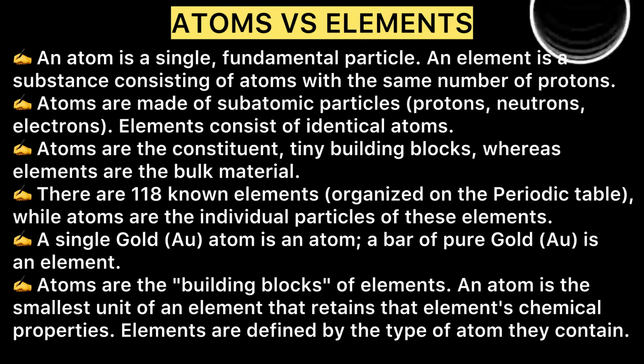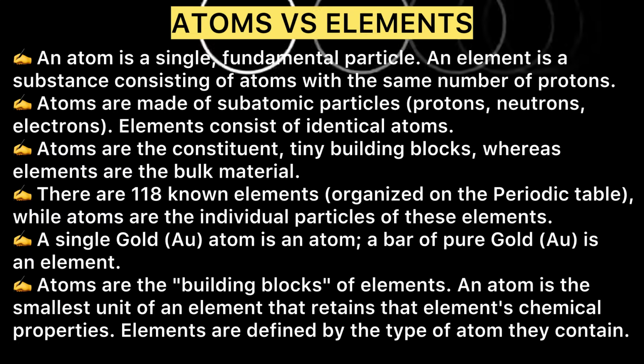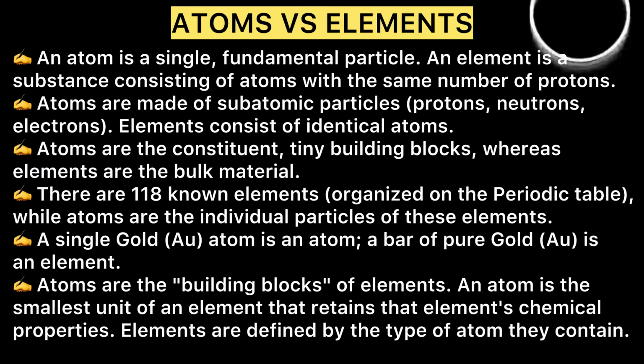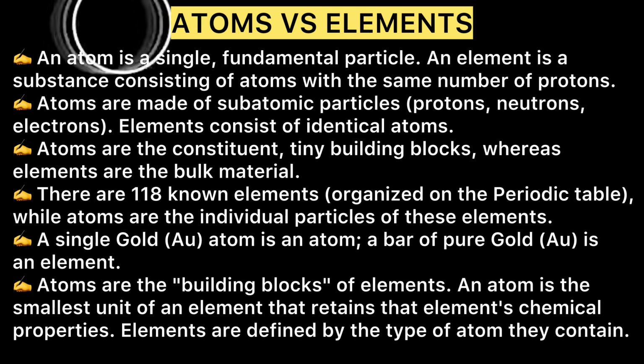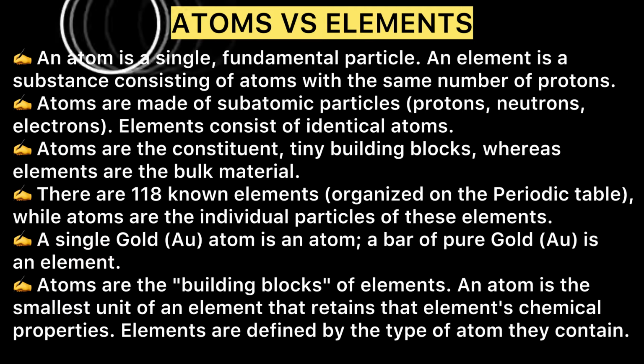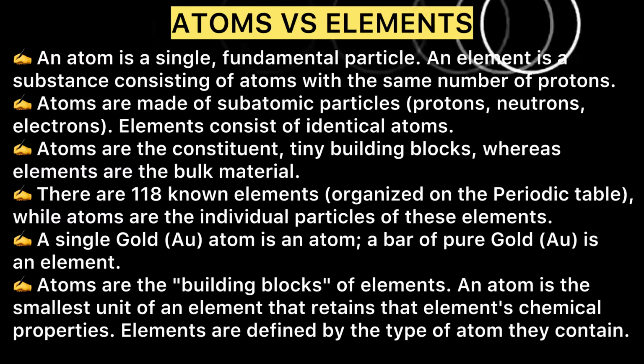Hope you get it. Now, a single gold atom is an atom, Au. A bar of pure gold is an element. If you have a bar of pure gold, that's an element. That's the entire bulk material. But a single gold atom inside that bar is an atom. So we have the constituent inside the bulk material. That's what this is trying to tell you.